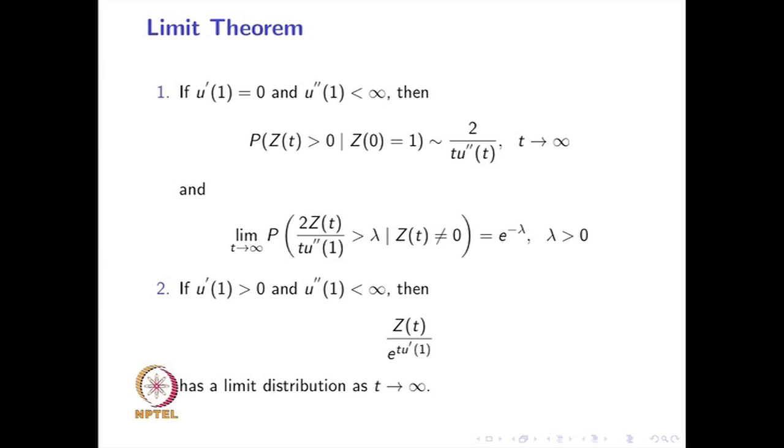Now we will consider the limit theorem. If u dash of 1 is equal to 0 and u double dash of 1 is finite, then we can show this conditional probability will be approximately 2 divided by t times u double dash of 1 as t tends to infinity. And also we can conclude the limit as t tends to infinity of the probability of this event is e power minus lambda, where lambda is strictly greater than 0.